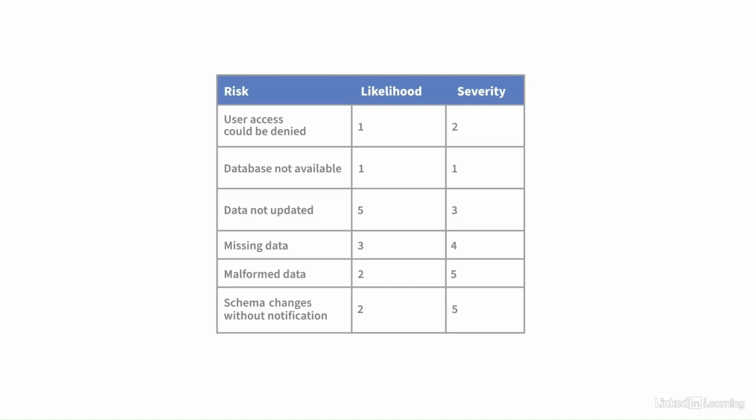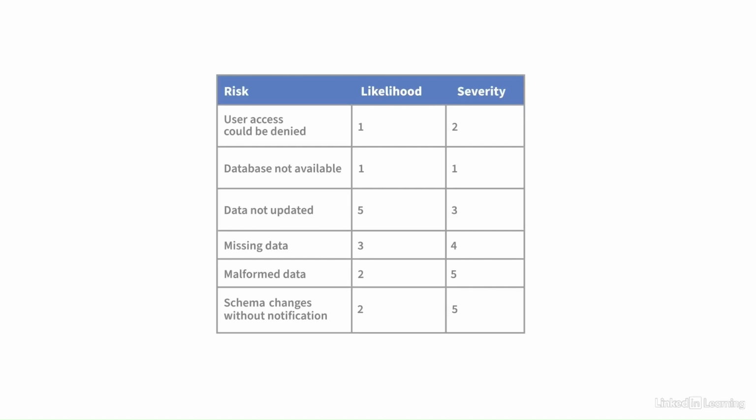So the likelihood of user access denied, 1. Database not available, that's also very unlikely. That the data is not updated, that can happen very often. The data is missing sometimes, basically mildly, and I rated this from 1 to 5 here. Wrong data, I said 2, and schema changes, I also said 2. Maybe there's a lot of stuff happening in the background of this source database.